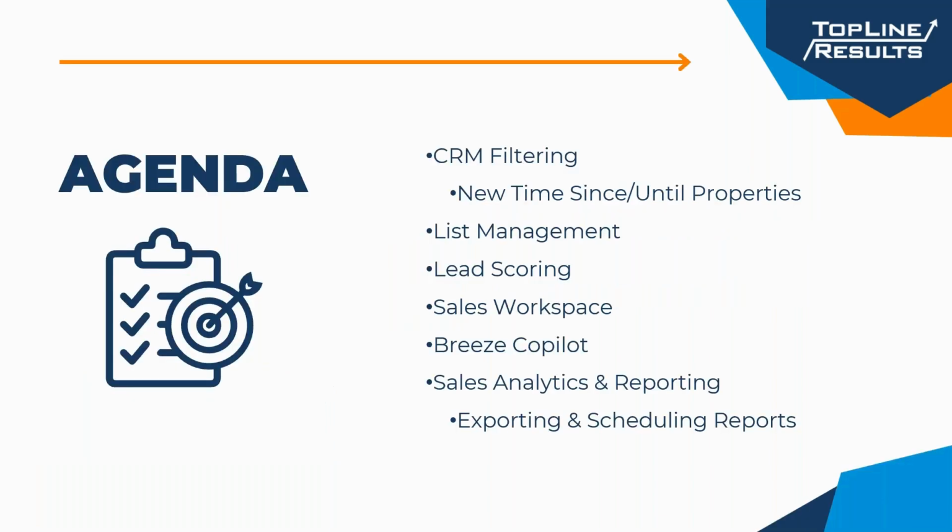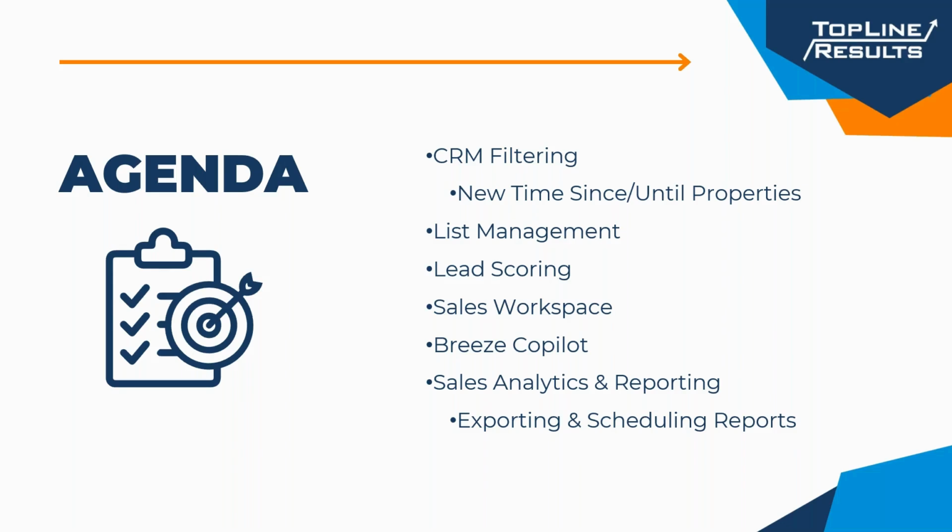Now, as for today's webinar, we've got a pretty packed agenda. First, we're going to take a look at some new options for fields in HubSpot. Those are going to be new time since and time until properties that we can use for things like filtering, reports, and dashboards. After that, we'll take a look at list management, and specifically the ability to exclude specific people from an active or dynamic list.